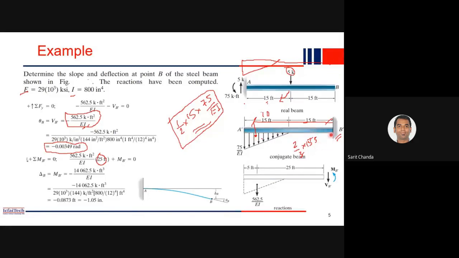So once you draw the conjugate beam, then simply wherever the question asks to find out shear force, deflection and moment. For example, question asks deflection and moment in the center point. Then you have to find out what is the moment and shear force at this point in the conjugate beam. So that will be equivalent to slope and deflection in the real beam. So that is also a very easy method to solve the deflection and slope at any beams.